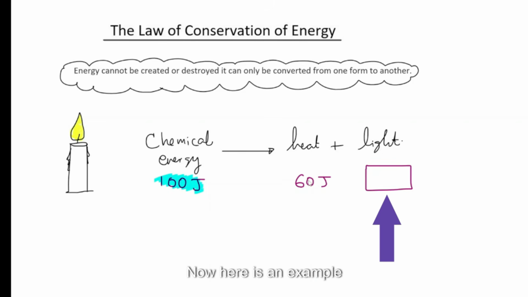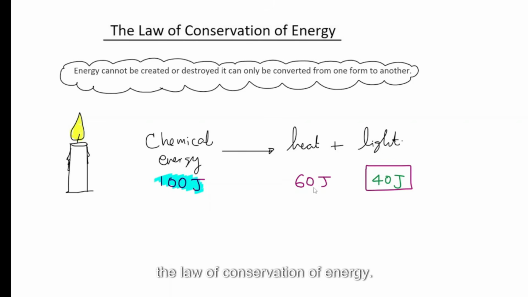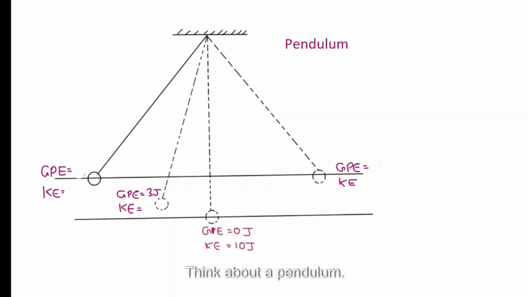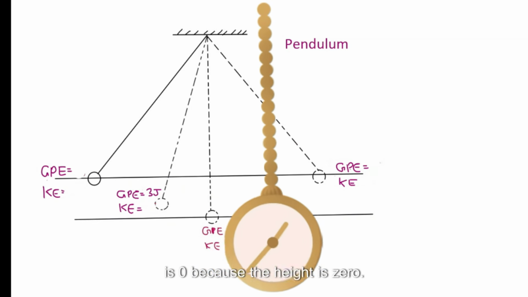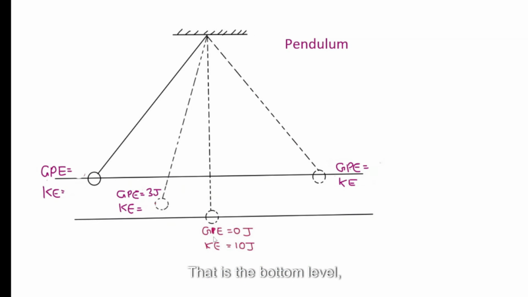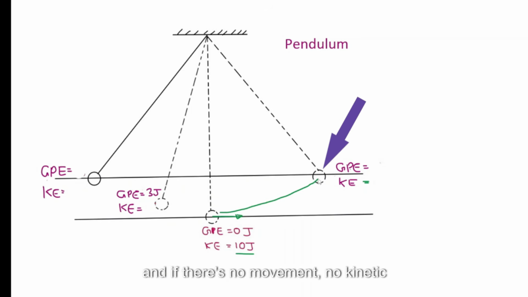Now, here is an example to apply the law of conservation of energy. Think about a pendulum. Look at the example here, and it says at the lowest position here, the gravitational potential energy is 0 because the height is 0. That is the bottom level. And the kinetic energy is 10 joules as it is moving fastest here. Now, what's the kinetic energy at the very top? Because the pendulum will move like that and it will stop here before it turns back. Remember, kinetic energy is all about movement, and if there's no movement, no kinetic energy. So that one is 0 joules.